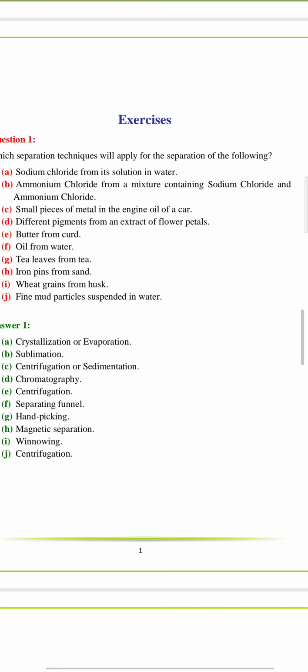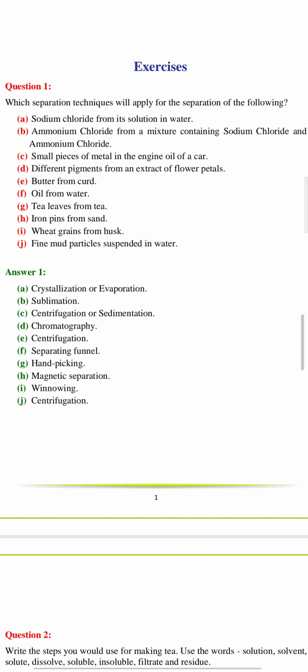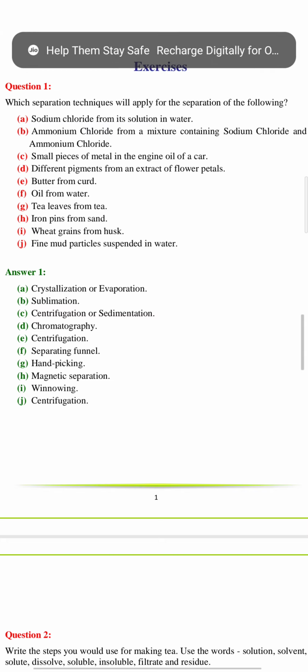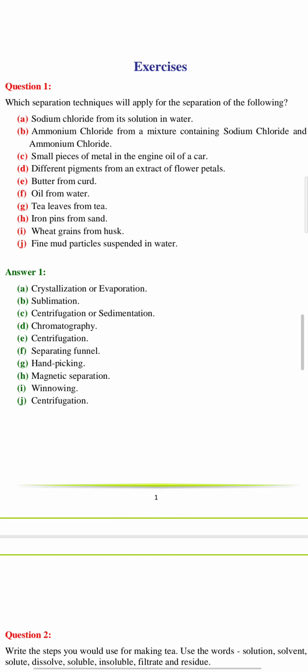In this video we will start with the exercise question answers, and your first exercise question is which separation technique will apply for the separation of the following. You have to tell the separation technique which we used to separate these components of a mixture. First is sodium chloride from its solution in water. In this case we use the crystallization or evaporation technique.